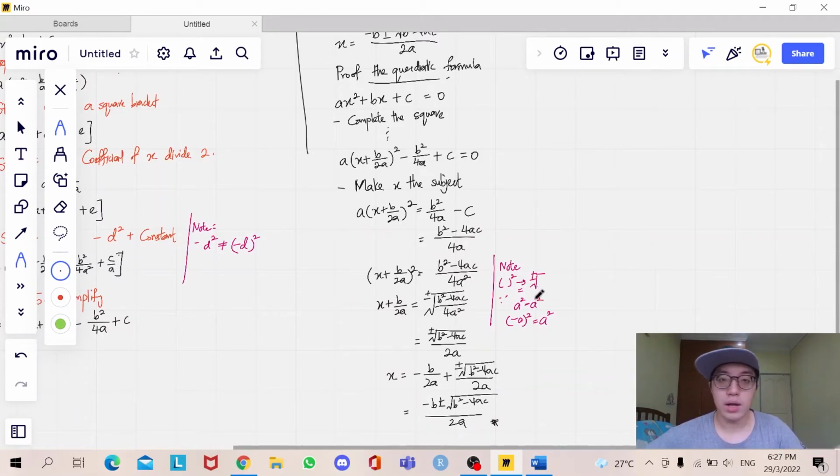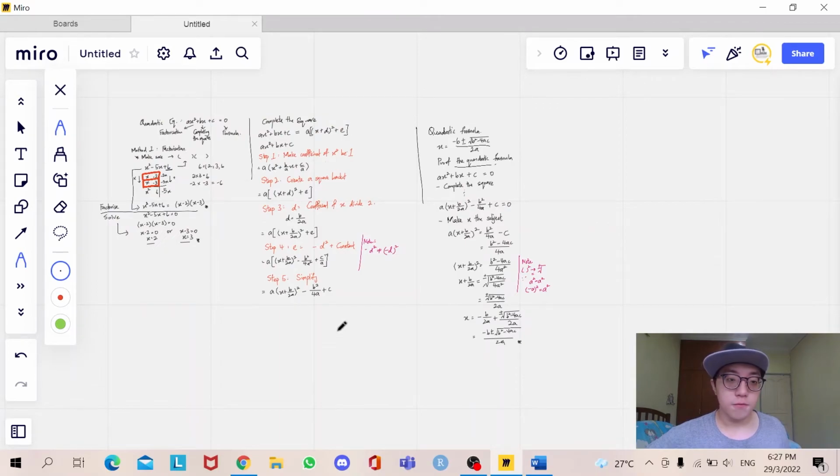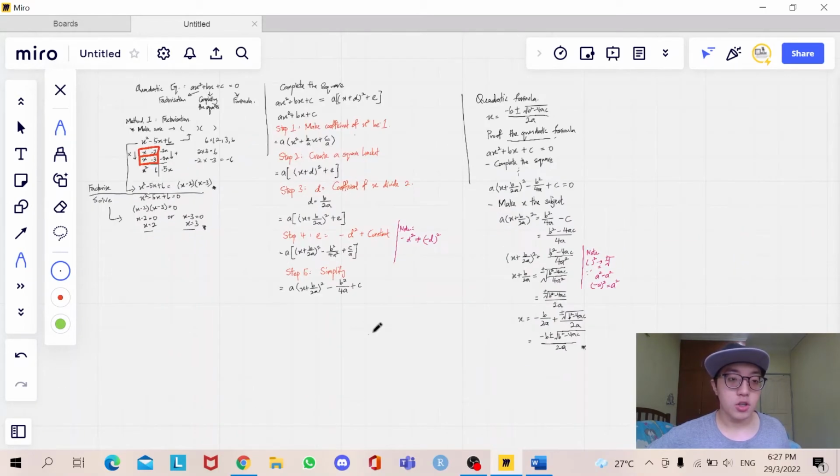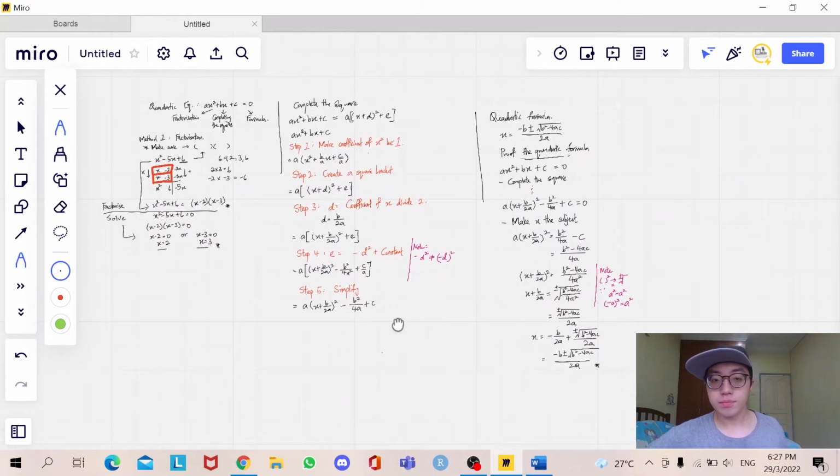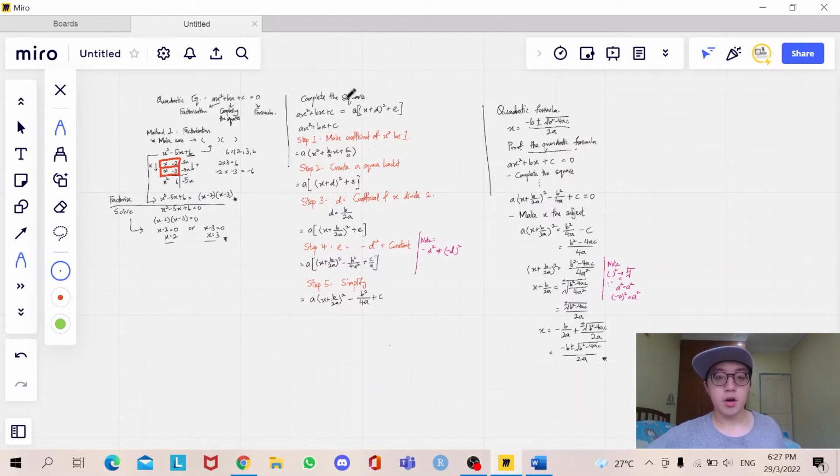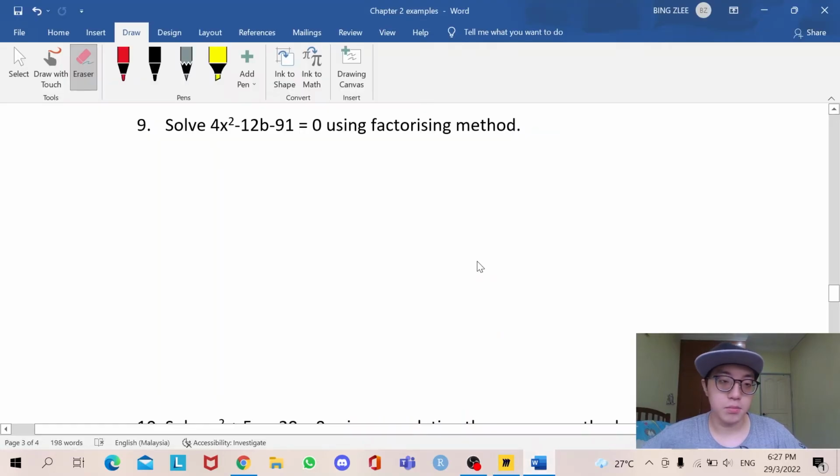So why waste the time? Just memorize the formula, right? So I have introduced to you 3 different methods of solving a quadratic equation. For the completing the square part, I just taught you how to complete the squares, but I haven't told you how to solve a quadratic equation using completing the squares. And we will see how we do that from the examples here.